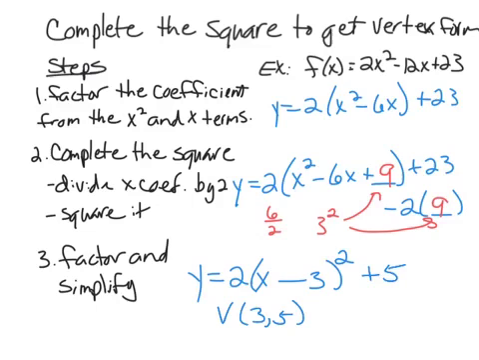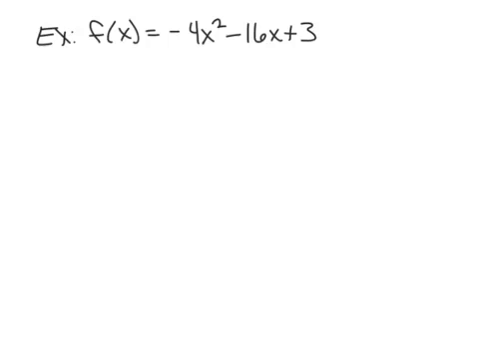So that's the process we're going to use to put a function in vertex form. Alright, so let me demonstrate with another example. F of x is equal to negative 4x squared minus 16x plus 3. And we want to place this in vertex form. So the first thing I have to do is to factor whatever coefficient I have out here in front of the x squared, factor it out of the x squared and the x term. That's going to look like this.